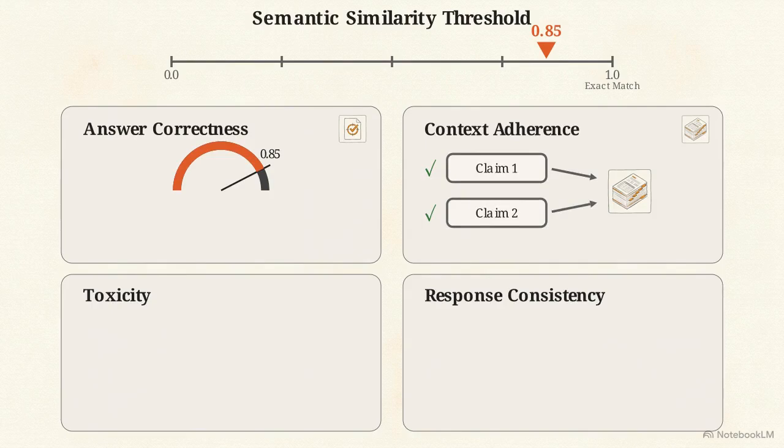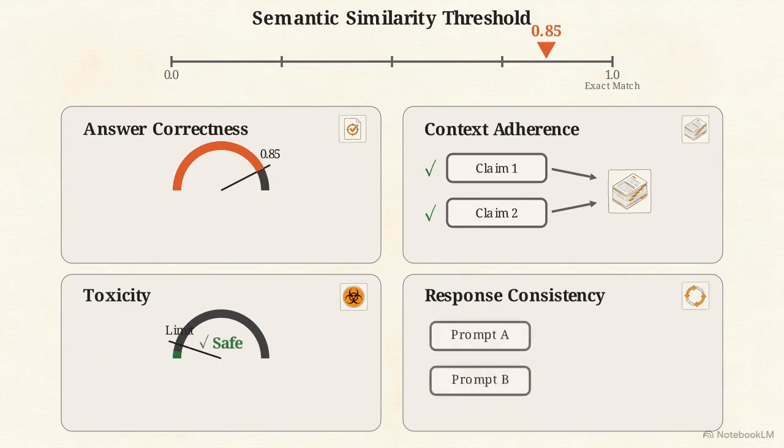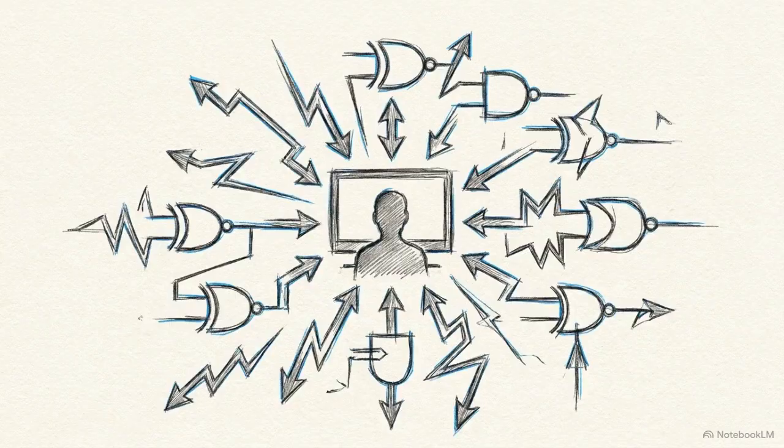Next is context adherence. This is a hallucination detector. It verifies that every claim in the response comes strictly from retrieved documents, not the model's internal memory. Finally, we measure toxicity to catch harmful edge cases and response consistency, which ensures that different phrasings of the same question yield the same factual answer. By combining these 4 specific metrics, the framework covers the exact blind spots that human testers miss during manual sessions.